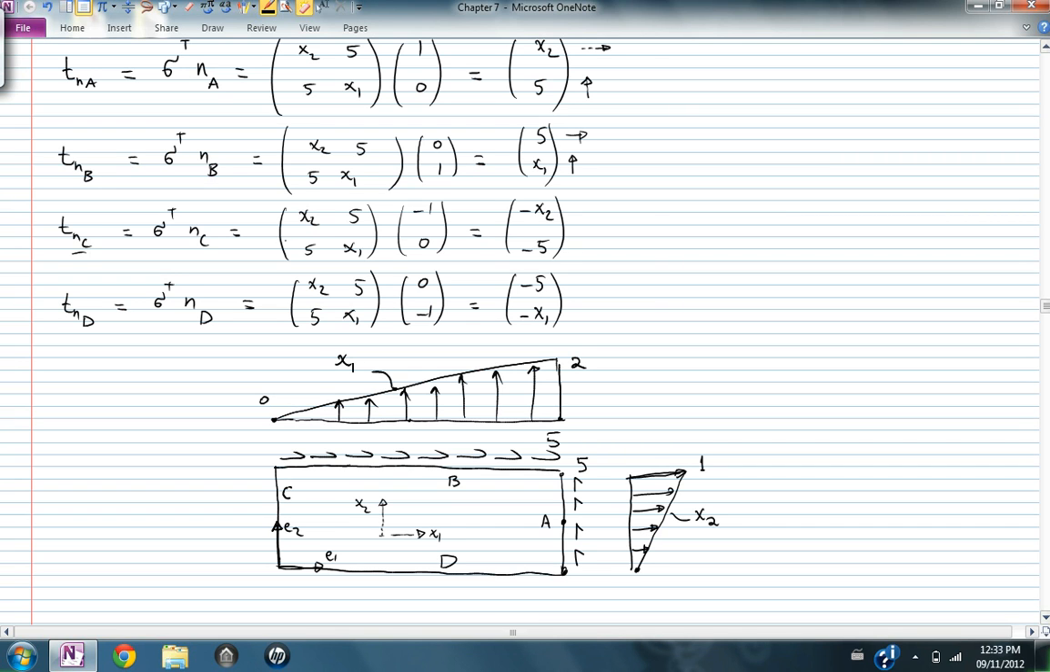On C, the stress is equal to negative x2, negative 5, so this is the horizontal, this is the vertical. The vertical is equal to negative 5, so it's in this direction, with a value of negative 5, and negative x2. So when x2 is 0, it's 0. When x2 is 1, it's equal to negative 1. So it looks like this. And then I'm going to put here negative 1. And this is x2.